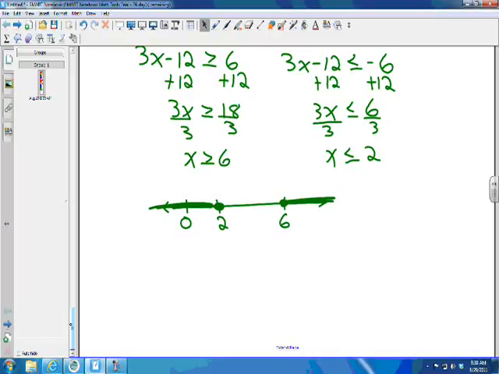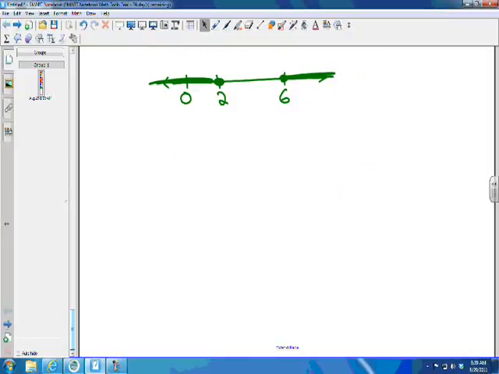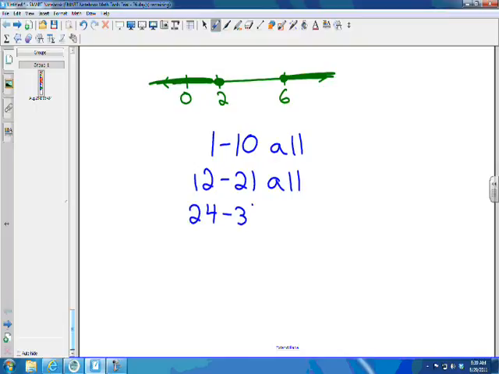So 5 through 10, we have absolute value. So that's where those rules come into play. You got to split those up if you're going to get absolute value. Okay? We're going to do 1 through 10, 12 through 21, and 24 through 31. Before you do that, one more thing I forgot.